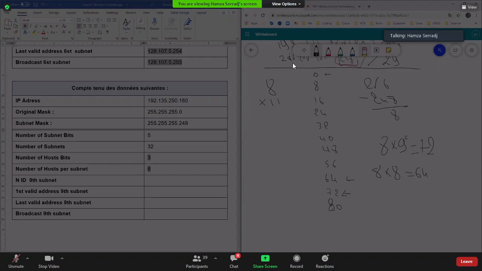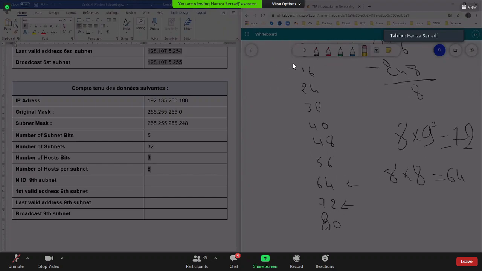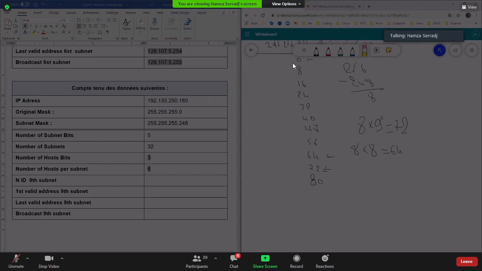But usually in the books and the CCNA exam, they will always work with subnet 0, subnet 1, subnet 2, subnet 3, so you don't need to subtract that. They will not ask you questions like this. They will tell you the network ID of subnet 9. This is not complicated: 8 times 9, and you're going to find it.